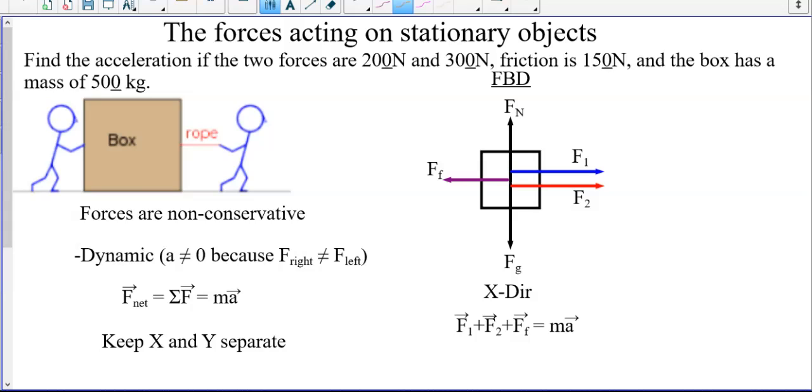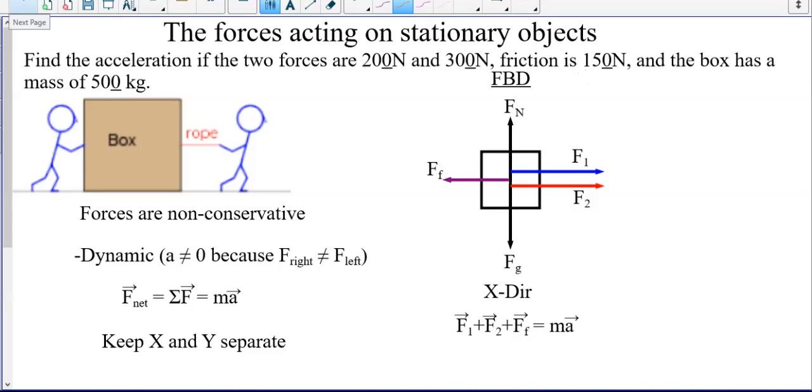So to solve this problem, I'll read it one more time. Find the acceleration if the two forces are 200 and 300 newtons. Friction is 150 newtons, and the box has a mass of 500 kilograms. I got ahead of myself with reading. So we've got our 3 forces and we know our mass. So we could calculate the box weight, but we don't need it because, again, we're assuming that up and down are equal, so we're not going to bother with the normal force and the actual weight.